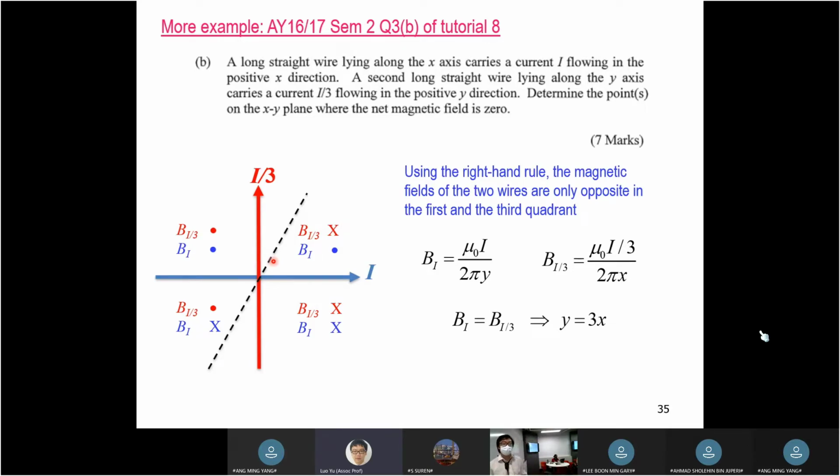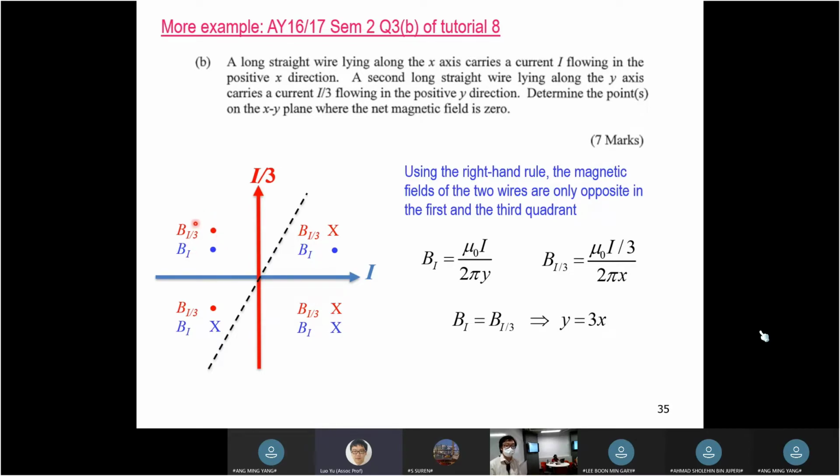Okay, so now if in the question I said this minus I over 3 or I over 4 is now running down, then you need to find out what the corresponding position is. So in this way, it should be something in the second and the fourth quadrant. Okay, you should have the point in the second quadrant.